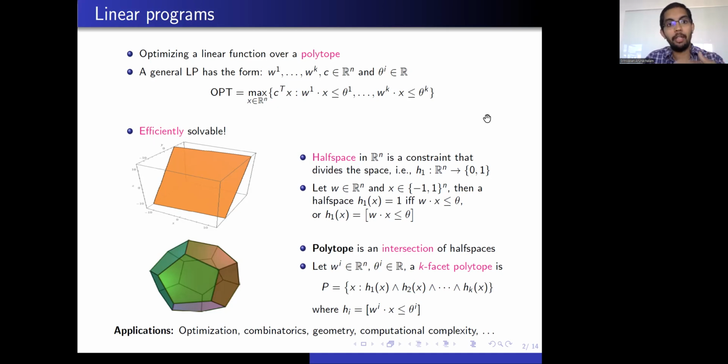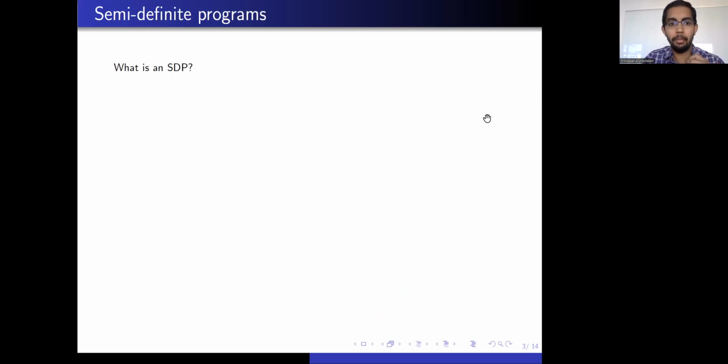Next, I'm going to look at a generalization of linear programs that is going to be the theme of this work: semi-definite programs. So what is a semi-definite program? A semi-definite program still optimizes a linear function, C transpose X as in the previous slide, but the feasible region is going to be a slightly richer object, called a spectrahedron.